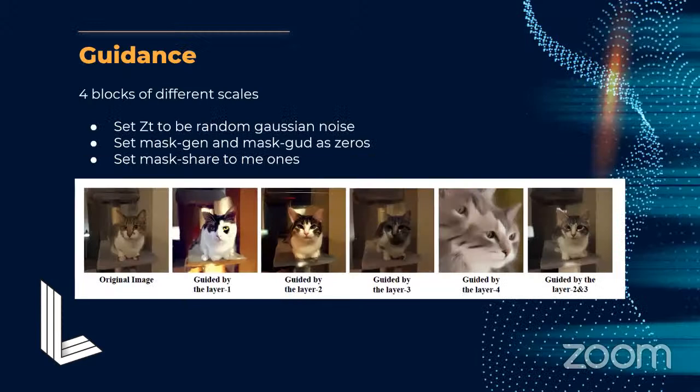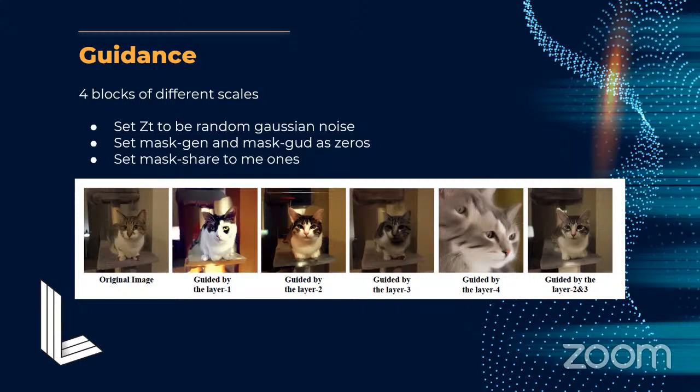So to do that, we used guidance from the features of the UNet denoiser inside of Stable Diffusion in both branches. And as we know, the UNet denoiser has 4 blocks of different scales. So the authors wanted to find out which blocks they should use to get the best outcome.